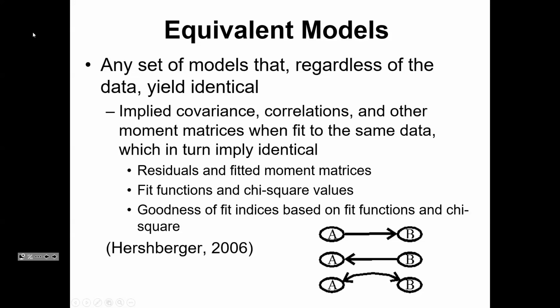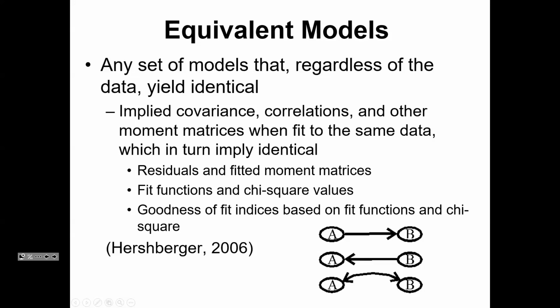Which means, again, the model implied matrices and moments are going to be the same. We're going to get the same fit function, which means we're going to get the same chi-square value, which means we're going to get the same goodness of fit values, because those are all based on those fit functions and chi-square and degrees of freedom, right? So any set of models that gives us basically an identical model implied variance covariance matrix are going to be equivalent models.